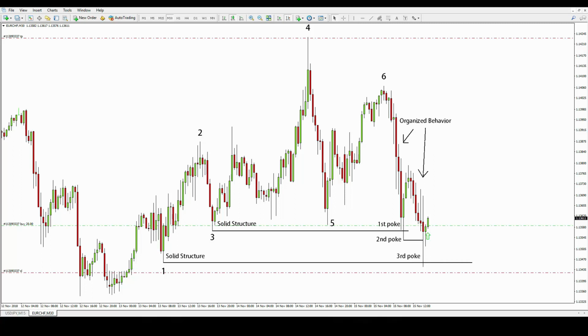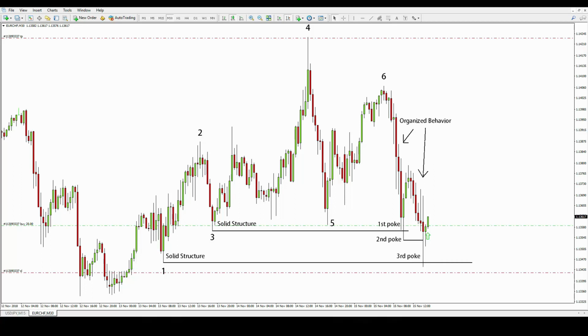Price goes down and pokes these two lows in what I described as the first poke. Observe that this first poke pierces lows number 3 and 5, but it ends up closing above both of them like a good manipulation always does. The problem here is that price starts to go up a little bit, and then it starts to go down in an organized behavior again after the first poke. This can mean only one thing for the market makers.